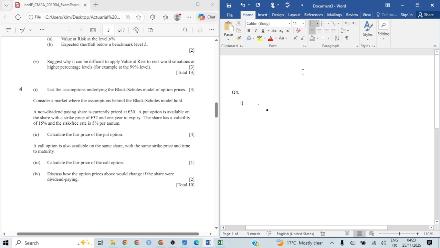The first assumption is the price of the underlying asset follows a geometric Brownian motion. The second one is there is no arbitrage opportunity. The third is a constant risk-free rate of interest.